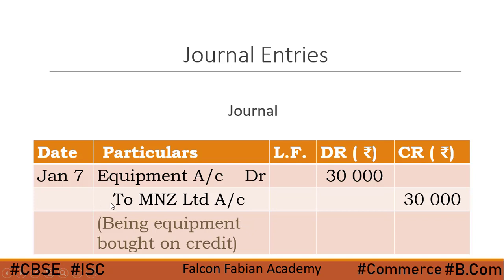In the next line, you will leave some space. First, you will write To, then MNZ Limited, followed by A/C, which stands for account, and in the credit column, 30,000. So equipment account debit, and the amount in the debit column, which is 30,000. In the next line, you will leave some space, then write To MNZ Limited account, and in the credit column 30,000. And in the next line in brackets, starting with the word Being, we will write the narration, which is being equipment bought on credit. And from whom are we buying? We are buying from MNZ Limited.